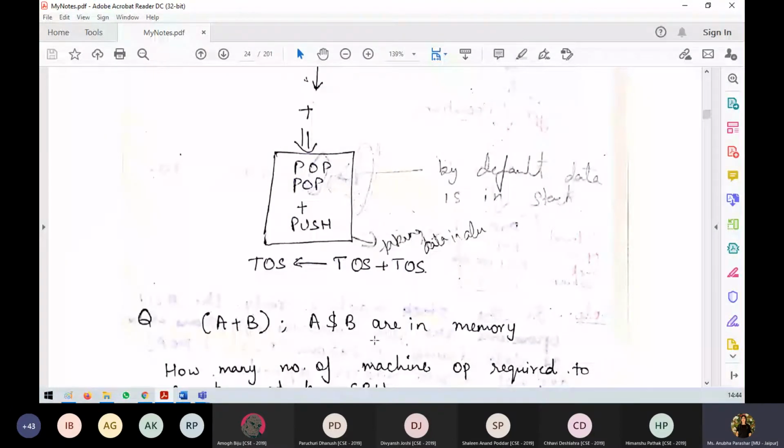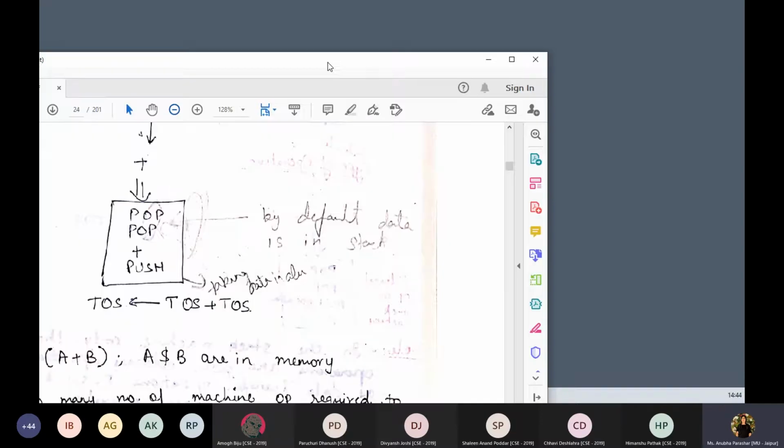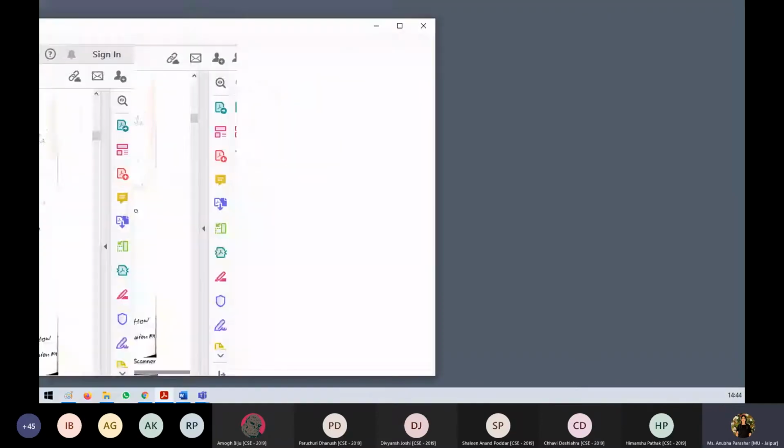Next we go with the second type. Let me take that out. Accumulator CPU. In this one there will be an accumulator, right?